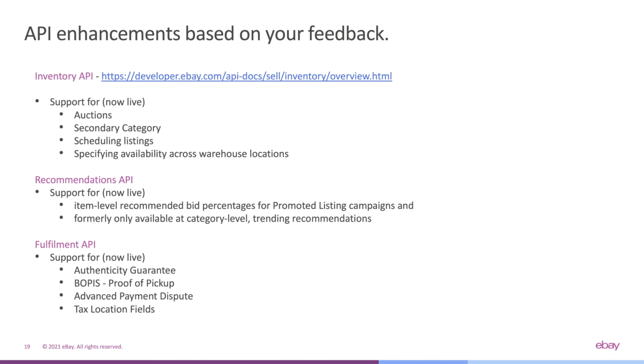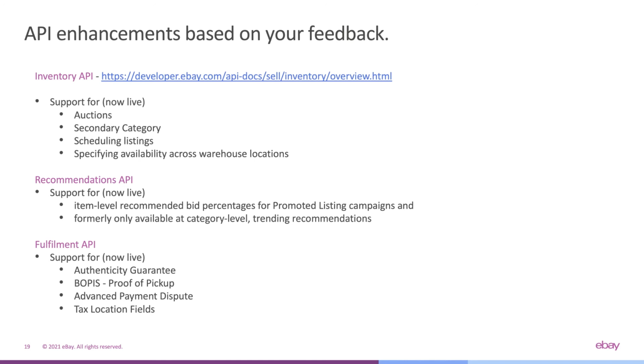We now have support for auctions in the inventory API. We have support for secondary category, for doing scheduled listings, and the ability to have multi-warehouse support, which isn't available in any other API at eBay for creating listings. So if you are a seller who has multiple warehouses and you use the inventory API, you can use this to specify where inventory is, and this will really help with estimated delivery times and fulfillment-related opportunities. So we're proud to bring the inventory API not up to just par with the trading API, but now actually offer capabilities beyond the trading API, and we hope you enjoy those.